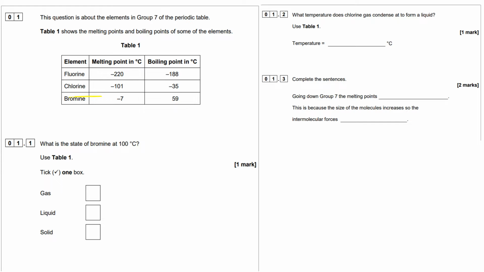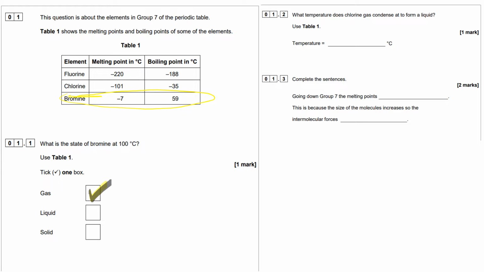If we look at bromine here, you will see that it has a melting point of -7 and a boiling point of 59, which will make it a gas. So gas is your answer here.